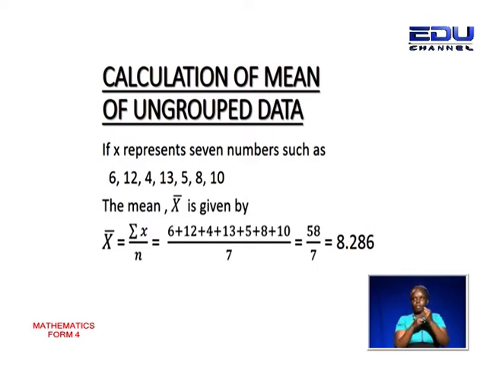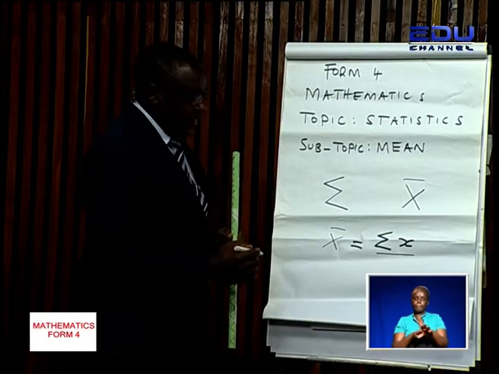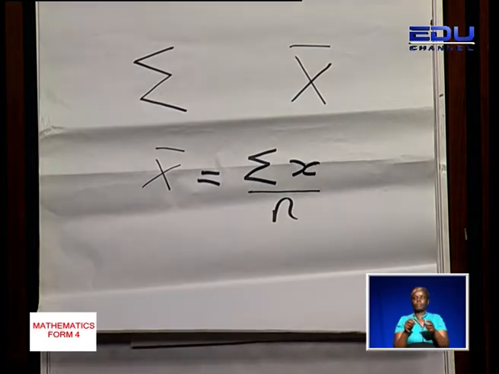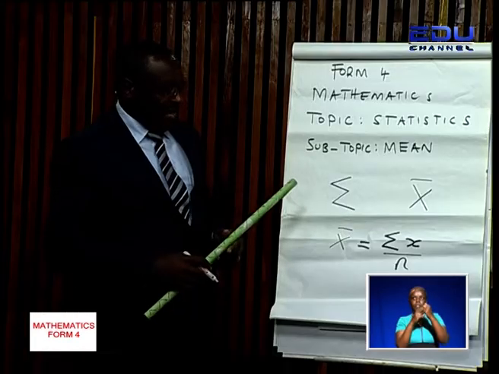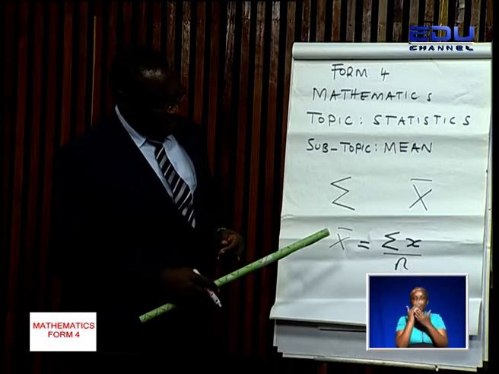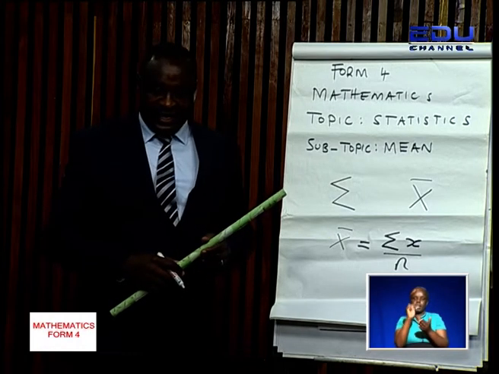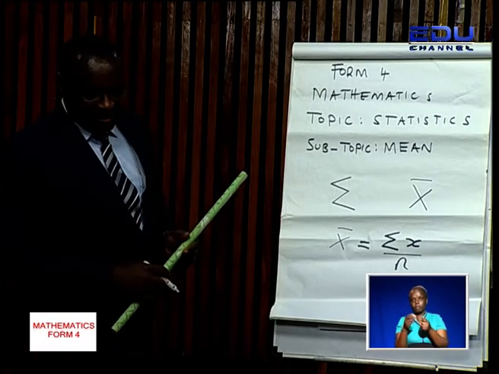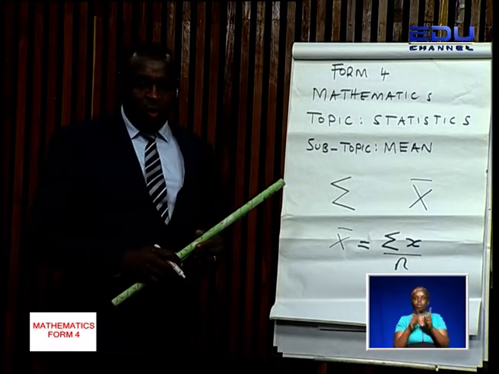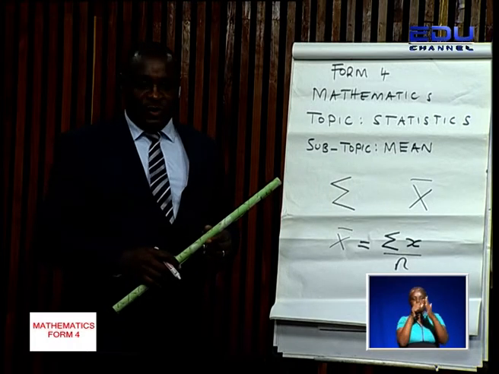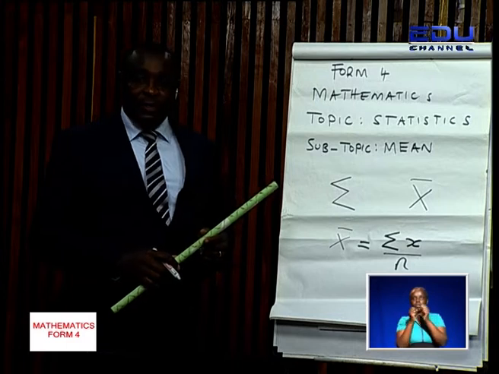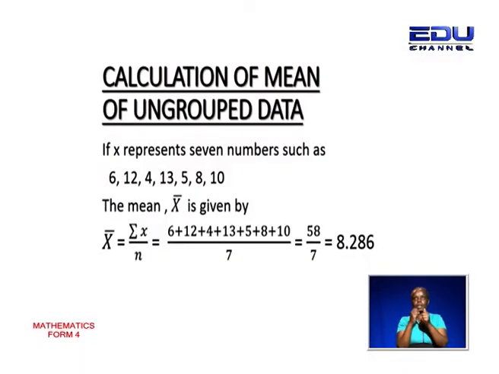And therefore, when I sum that, I'll divide by the sample size. And the sample size is given by n. And the n in this case is the 7 data points. So in this case, we can see that we are summing all the data points. So we're beginning with 6 plus 12 plus 4 plus 13 plus 5 plus 8 plus 10.